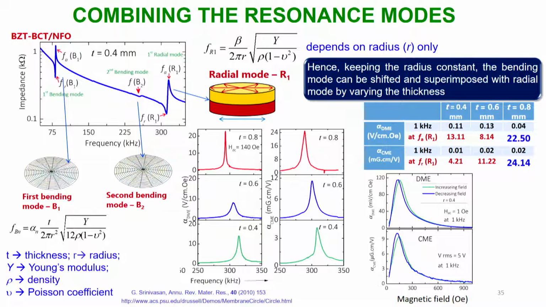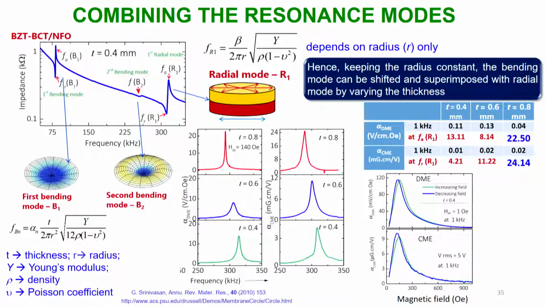But is that always possible? Just because you are merging this radial mode and bending mode together, will you be able to get a higher value of alpha? It is not always correct, because the phase becomes very important. If the phase becomes different, you will get a different result. So here, luckily, the phase is going to be matching.